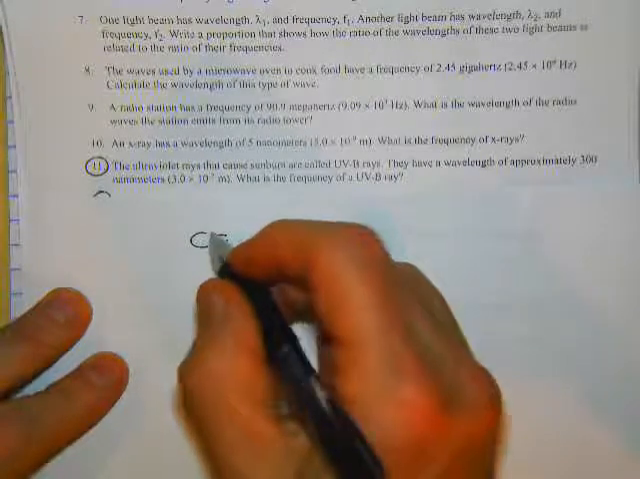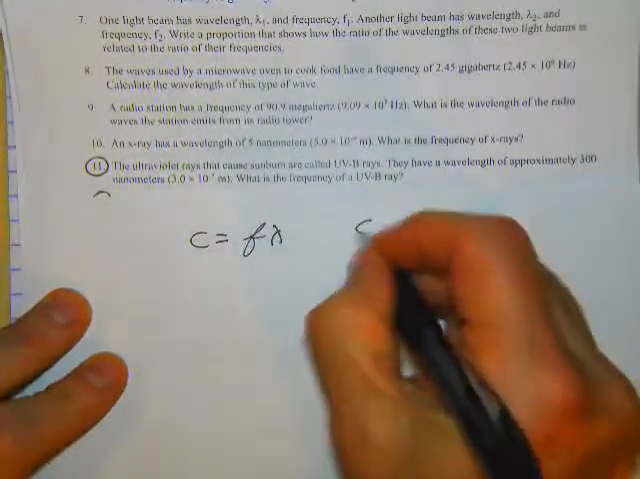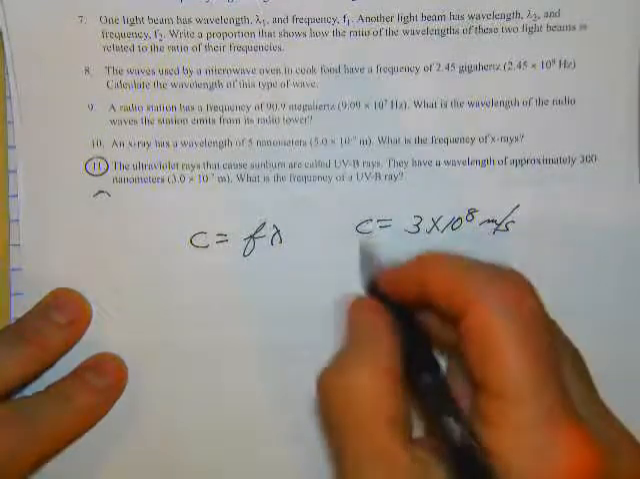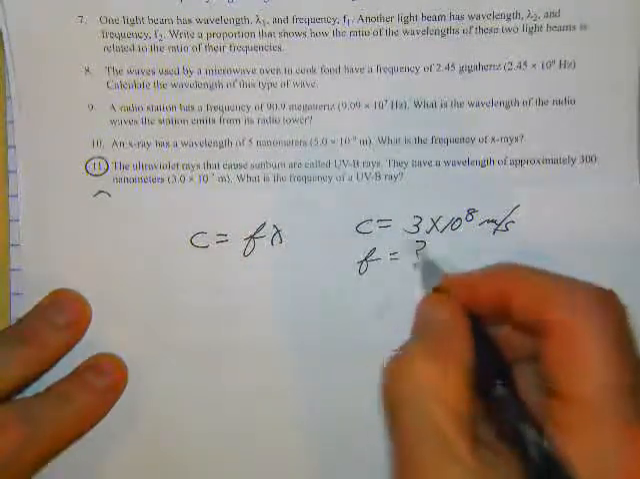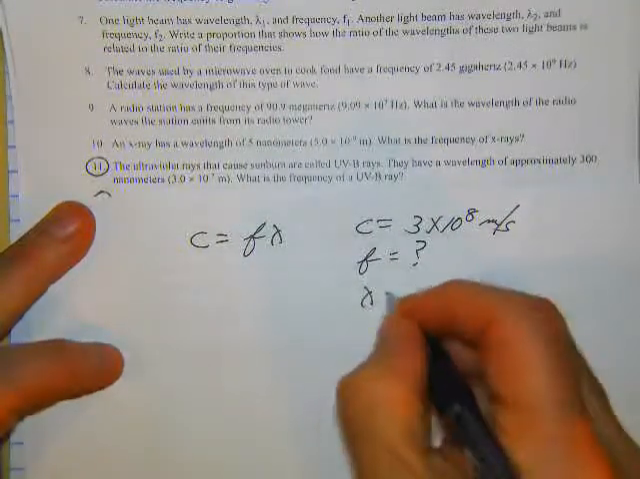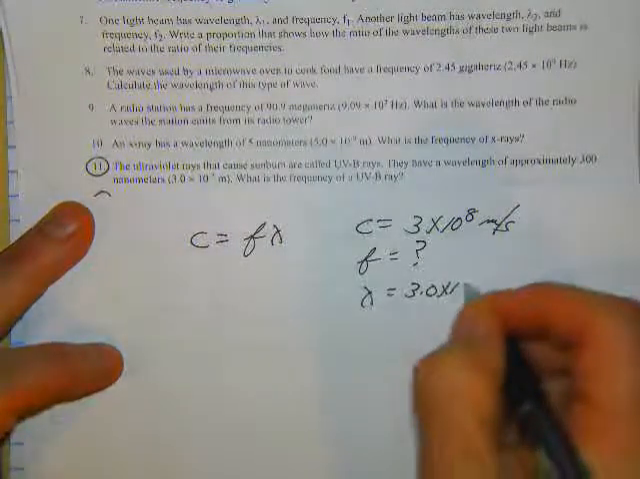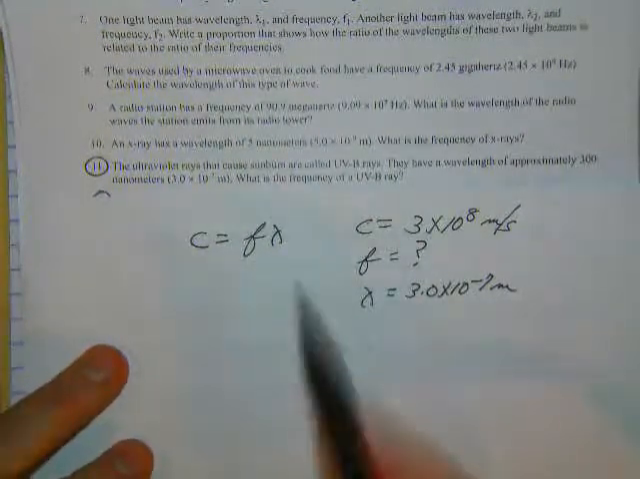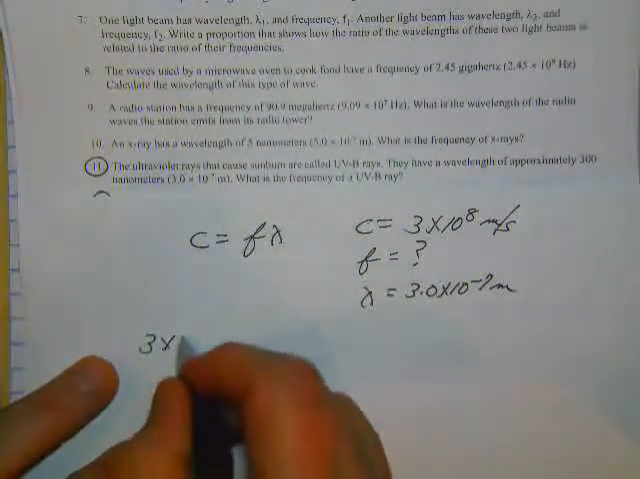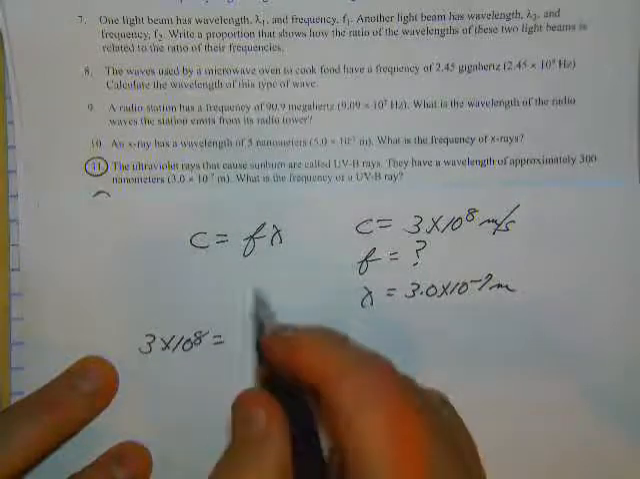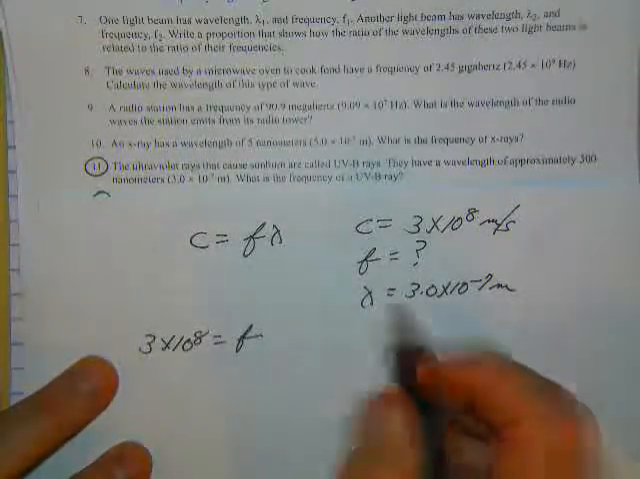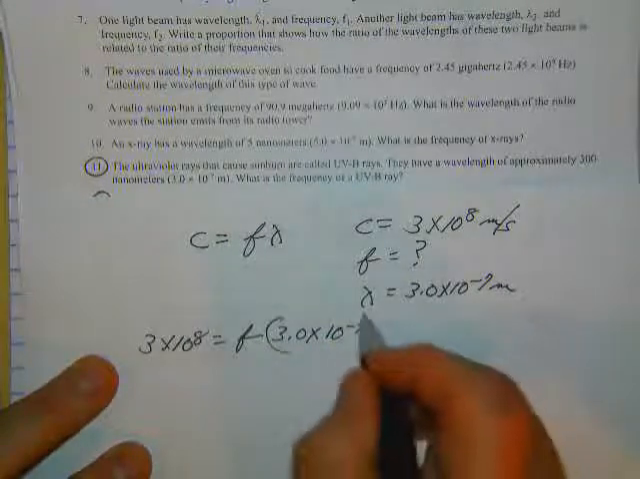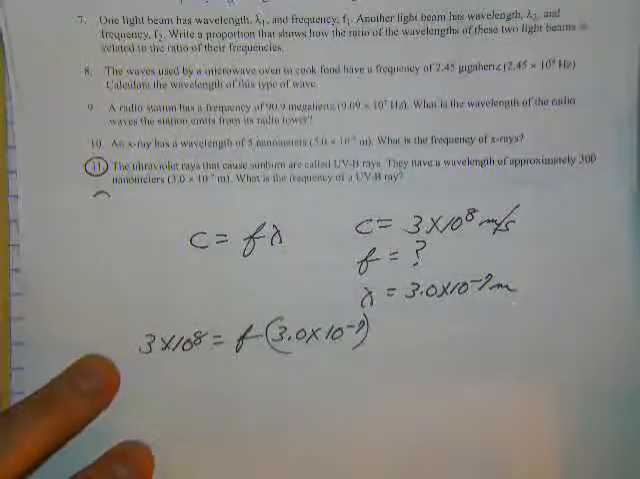So we know wave speed, or the speed of light, equals frequency times wavelength. We know c is 3 times 10 to the 8th meters per second. We don't know the frequency; we want to know what the frequency is. And we know wavelength is 3.0 times 10 to the minus 7th meters. So again, let's go back to our formula and substitute in. c is 3 times 10 to the 8th. Frequency we don't know, but we do know wavelength, 3.0 times 10 to the minus 7th, and I'm going to put this in parentheses.